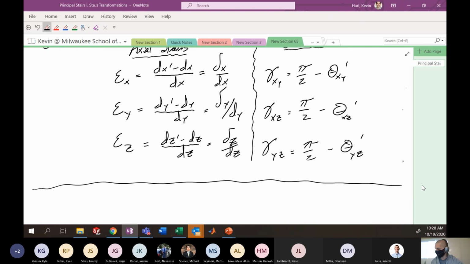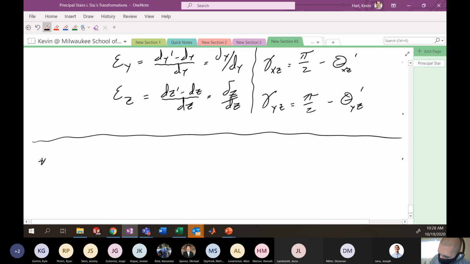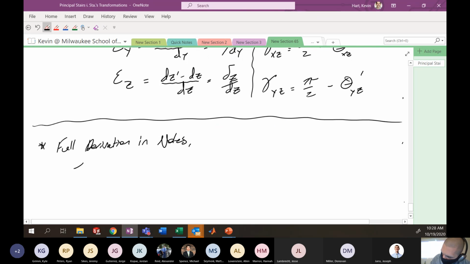So that's that. Now, like I said, I'm going to sort of skip over the full derivations here, and let's just jump to the strain transformation equations. And full derivation and notes, and we're going to be doing strain transformations.